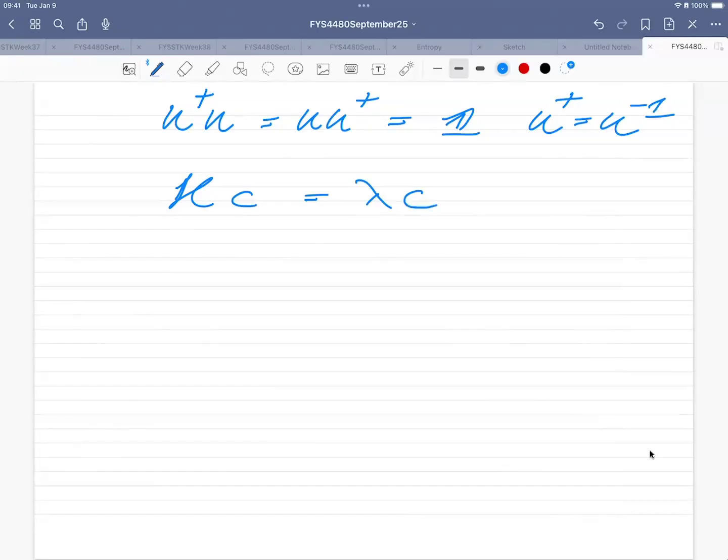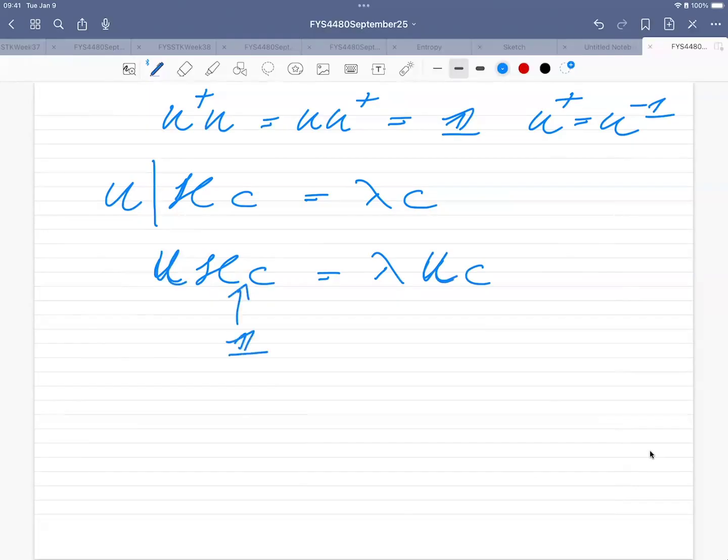What I can do now is to multiply from the left with this matrix U. So that gives us U times H times C is equal to lambda, which is just a constant, times U times C. So U is a matrix. Now I can insert the unit matrix here. So I would then have U times H, then U Hermitian conjugate times U times C, and that's equal to lambda U times C. I can define this as a new vector, which I can call B.